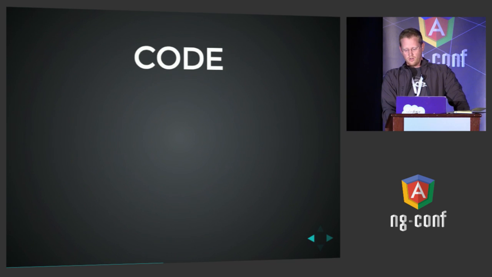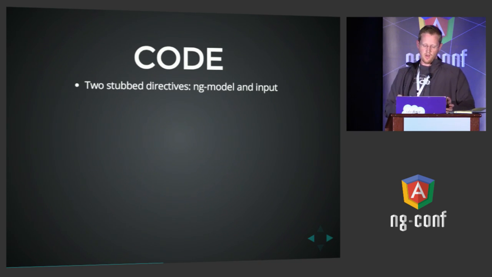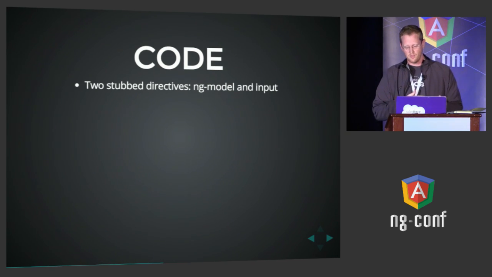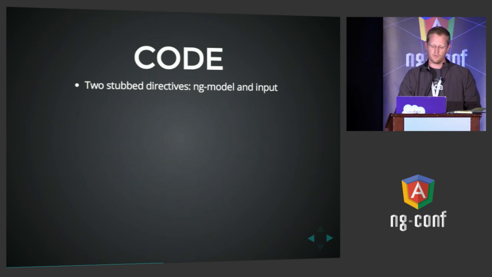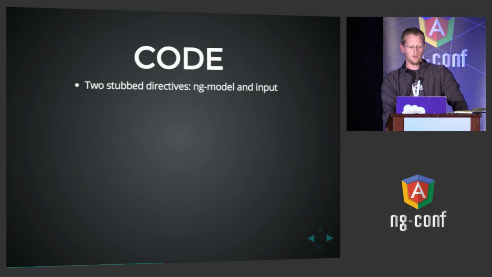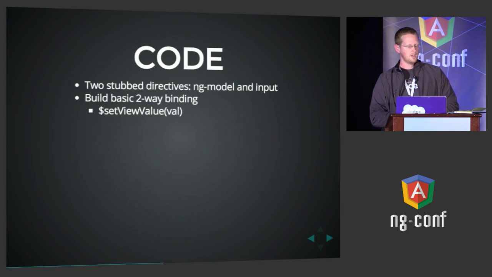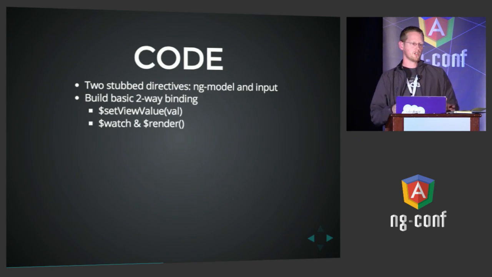I wanted to get into a little bit of code here. And essentially, I'm going to show two stub directives. One is the ngModel directive, and one is the Angular's input directive. And I'm just going to, as quickly as I can, sort of walk through the building of the ngModelController. There's sort of a number of pieces, and I've sort of found that this is one of the best ways to gain an understanding of how it works and how you might use it in your code. And what we're going to do first is build basic two-way binding. We do that through the setViewValue function and through a watch and the render method.